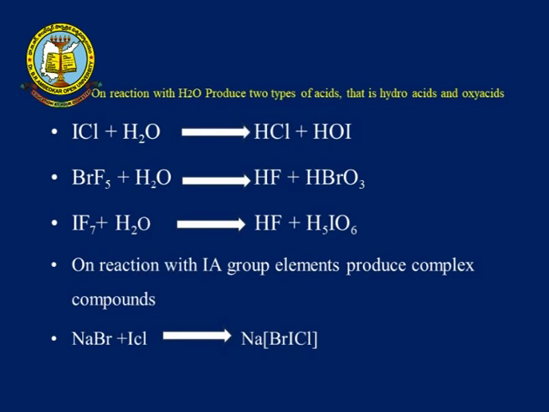Take the second example, BrF3. Out of these 2, fluorine is more electronegative, and bromine is less electronegative. The more electronegative halogen gives hydro acid and the less electronegative halogen gives oxy acid. Therefore, we get HF and HBrO3. IF7 plus water gives HF plus H3IO5. These hydrolysis reactions are all very important. And next is the structural information of interhalogens.